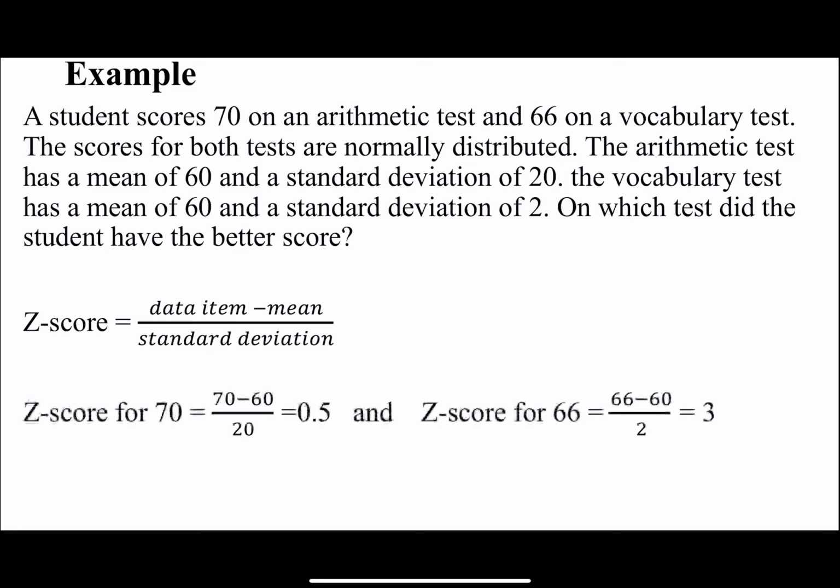So here is the arithmetic test. The score is 70, and the arithmetic test has a mean value of 60, standard deviation 20. So the z-score is a half. For the vocabulary, the student got 66. The mean value is 60, standard deviation is 2, so the z-score is 3.